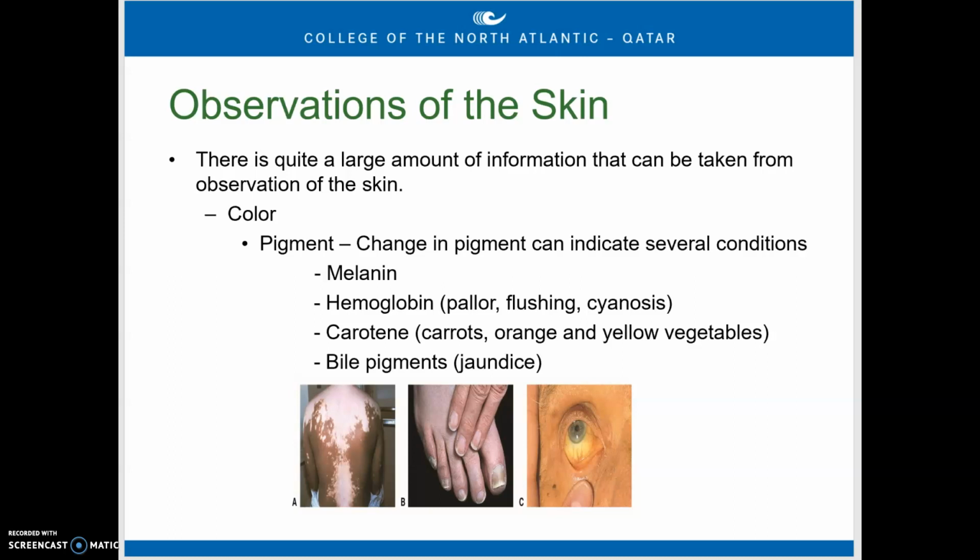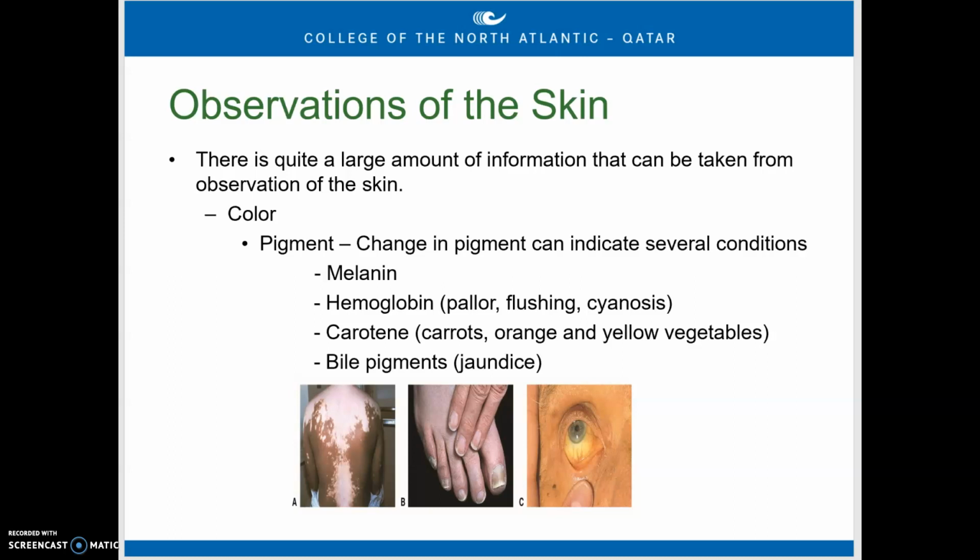Flushing, where the skin becomes really, really red, means there are blood vessels dilated close to the surface of the skin, so we're seeing the red color through the skin. You can also have cyanosis. It could be quite cold and cause cyanosis, or you can be deprived of oxygen and your skin color has gone a pale or a blue color.